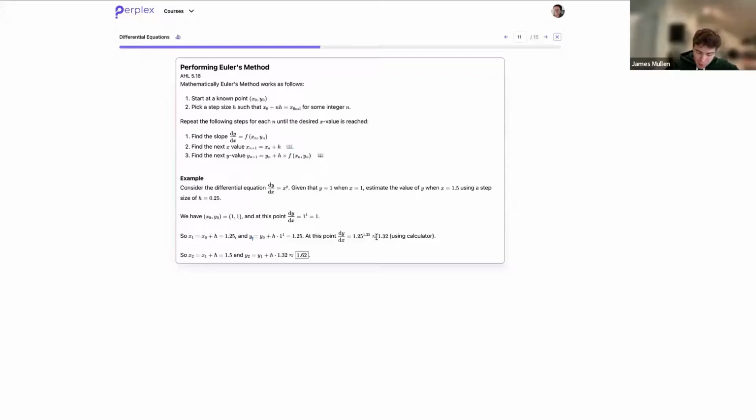Now, x2 is going to be x1 plus h, so it becomes 1.5. And y2 becomes y1 plus h times the slope that I just found, so 1.32. And y1 was 1.25. So I have 1.25 plus 0.25 times 1.32, and that gives me 1.62 on the calculator. Okay, so the point that I'm estimating is going to be 1.5 comma 1.62. Okay, so that's how you would do it in 2 steps.